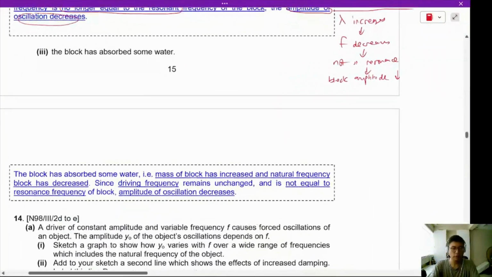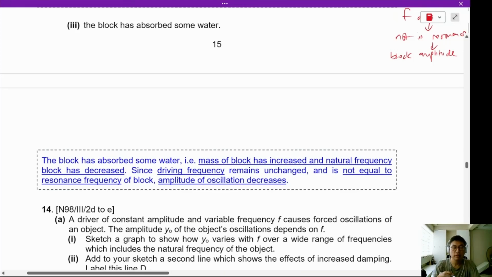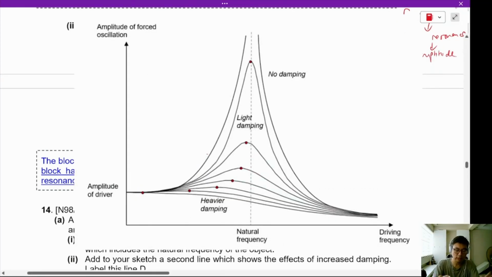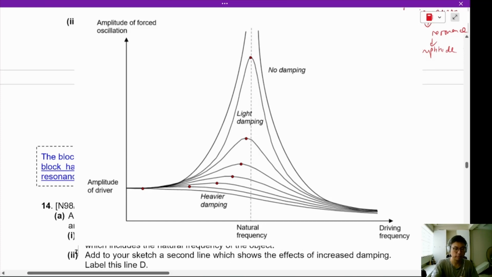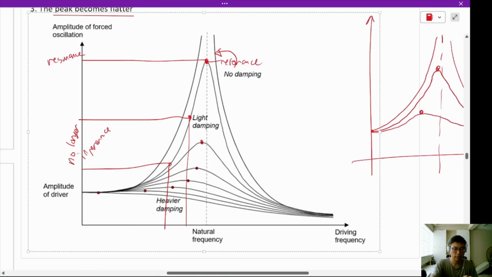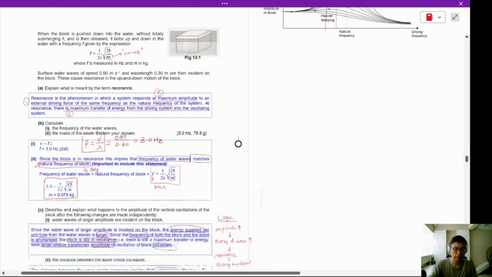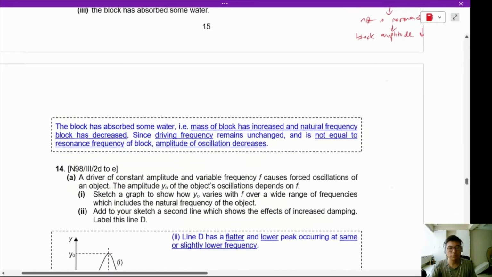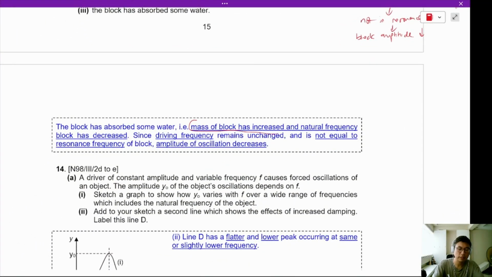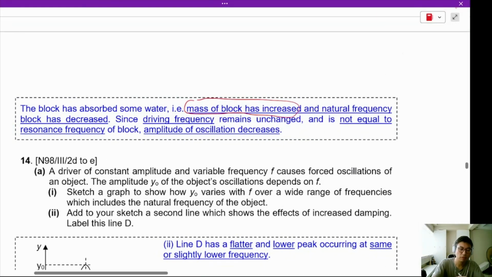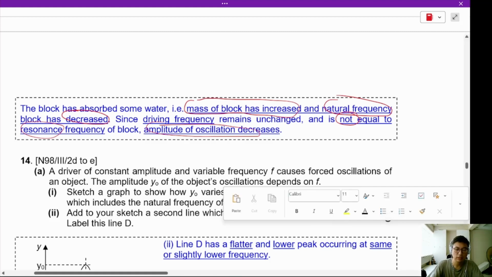What happens if the block absorbs some water? Now, if the block absorbs some water, the mass of the block will increase. Now, when the mass of the block increases, the natural frequency of the block will decrease. So when the natural frequency of the block decreases, it is no longer in resonance and the amplitude of oscillation decreases. So here's the logic.